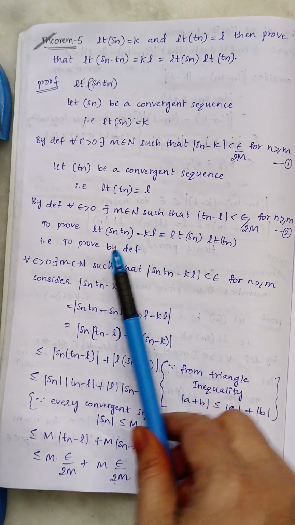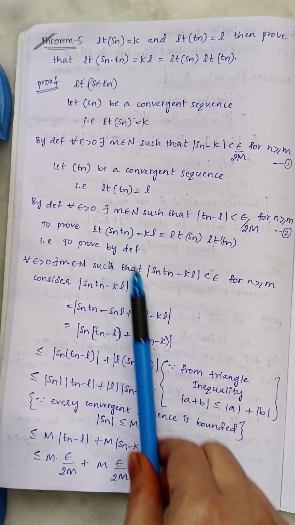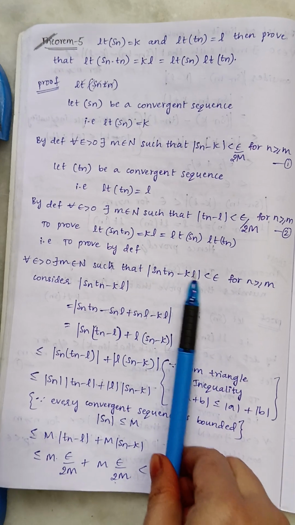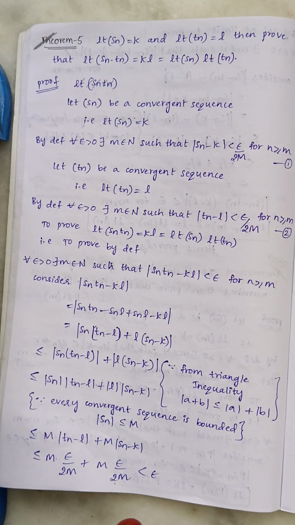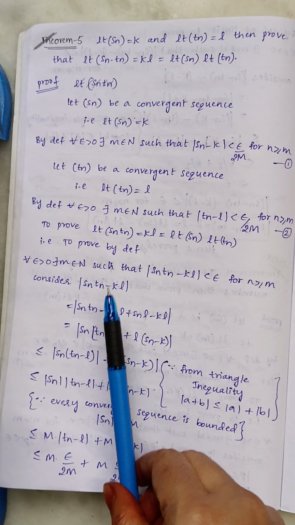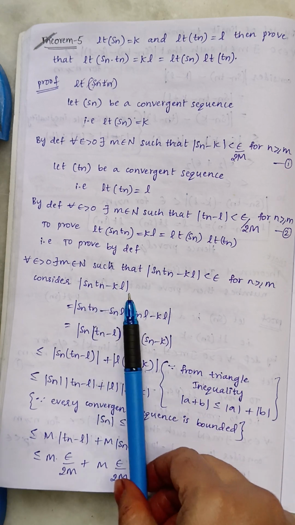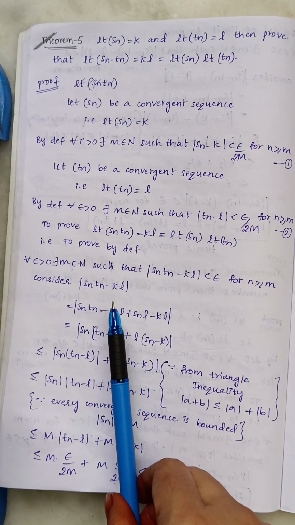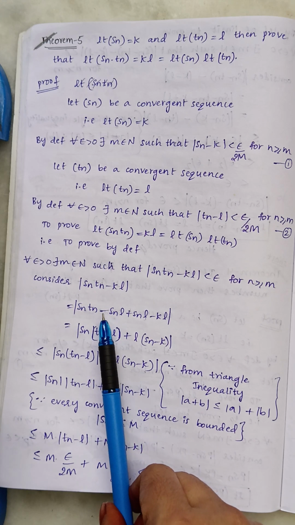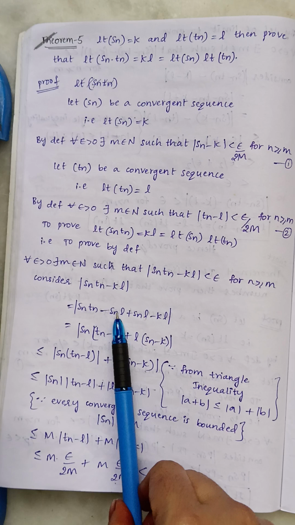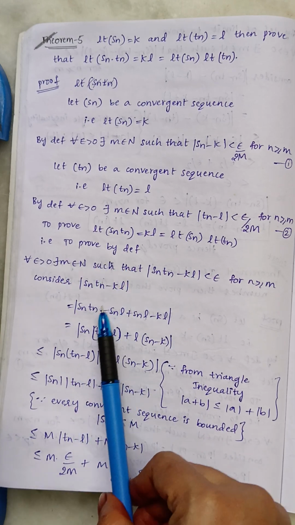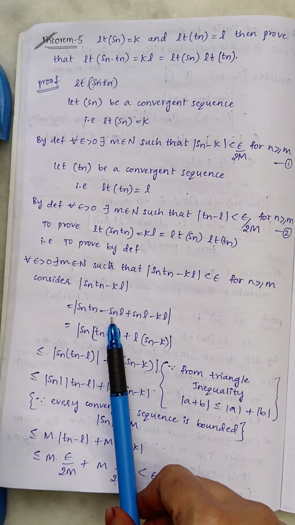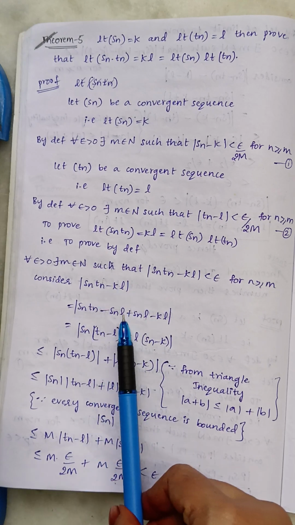To prove this, by definition, what do we need to prove? Modulus of Sn into Tn minus KL is less than epsilon. For that, consider obviously the left side value. Up to here, okay. Now what we need to do is, there is no common term here. That's why what we are doing is adding and subtracting some sequence and other limit value, that is Sn whose limit value is k, Tn whose limit value is L. That's why Sn into the other limit value L.